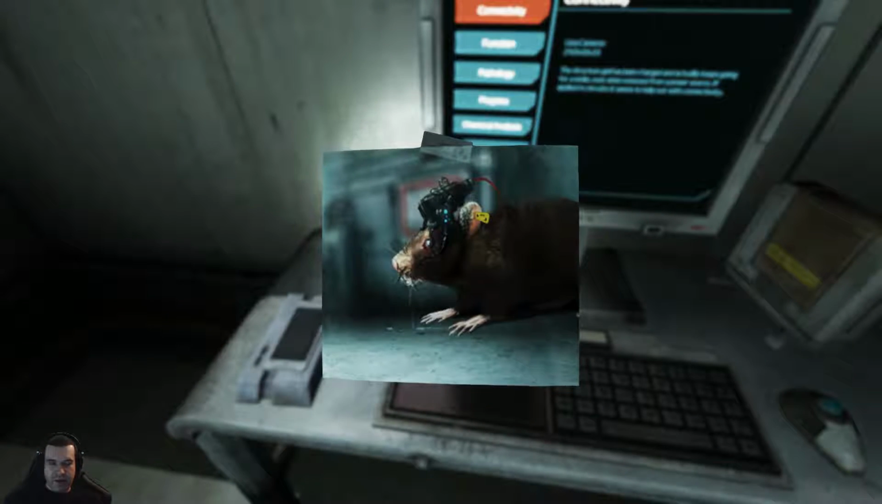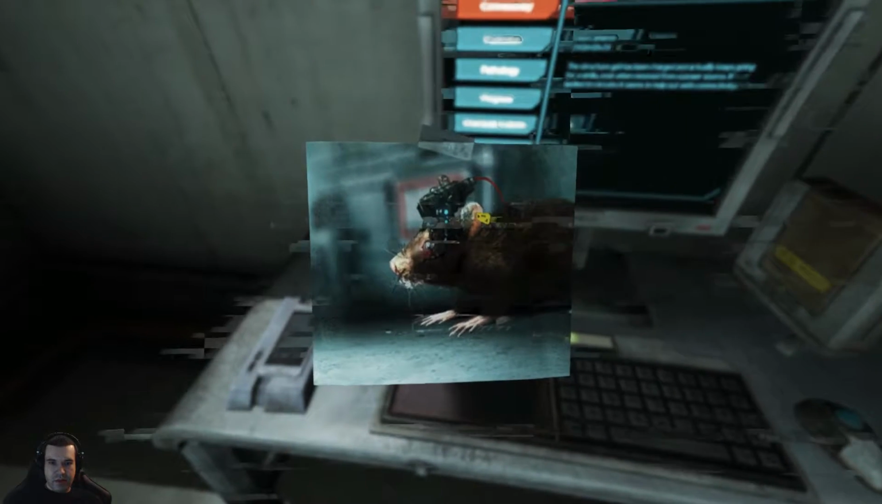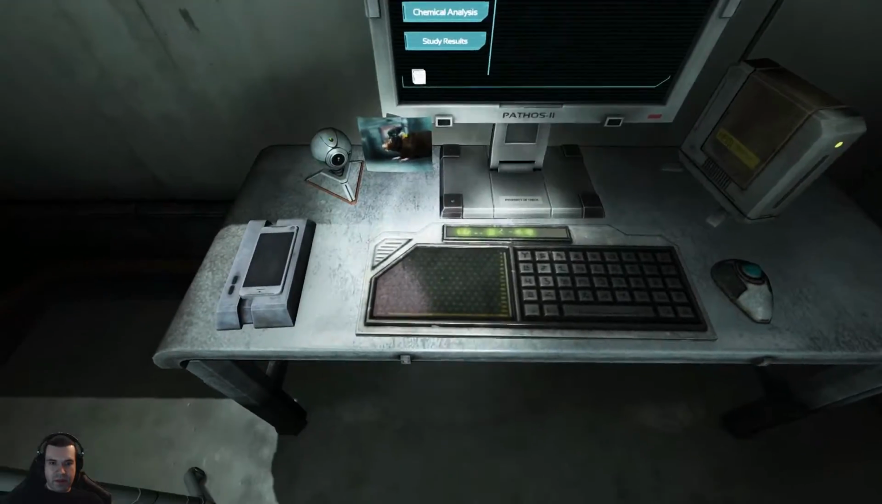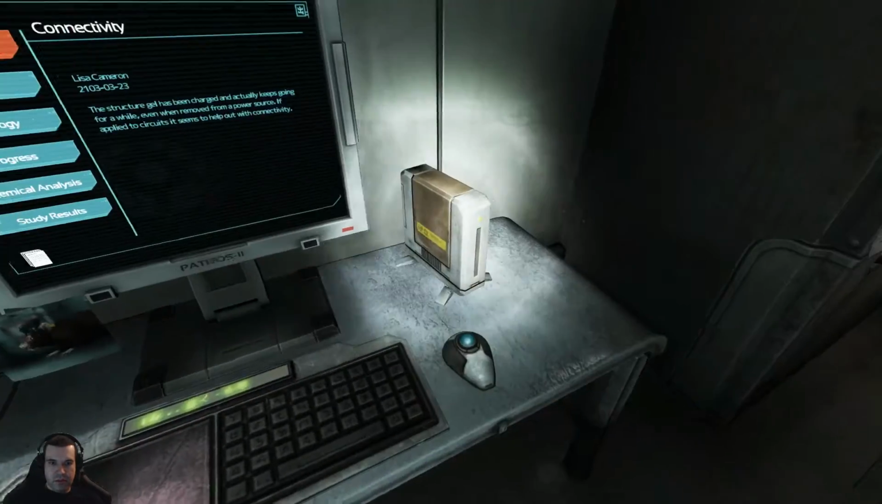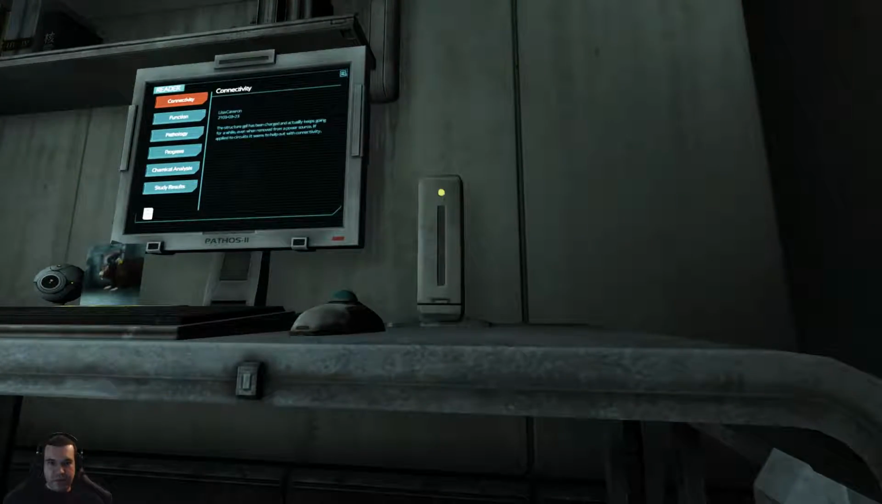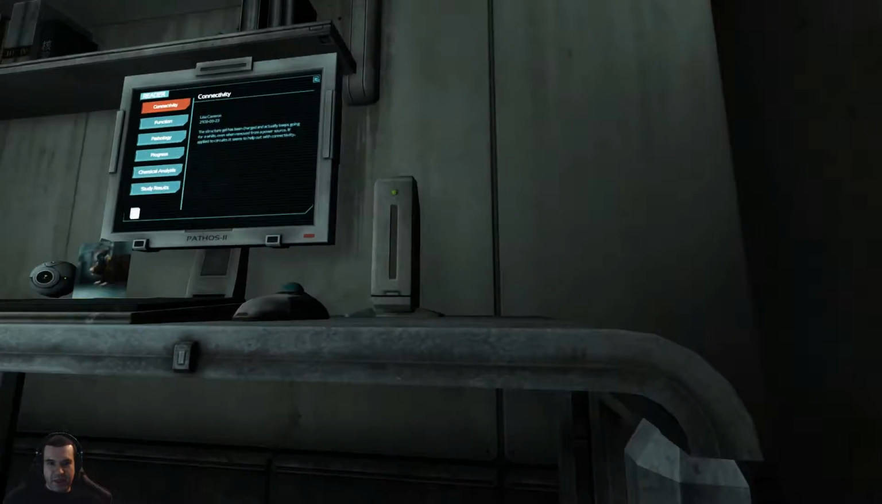Oh good, they infected a rat with it. And the rat's drooling. That's nasty. Here's another Wii. Nintendo Wii right there. That totally looks like the Nintendo Wii.